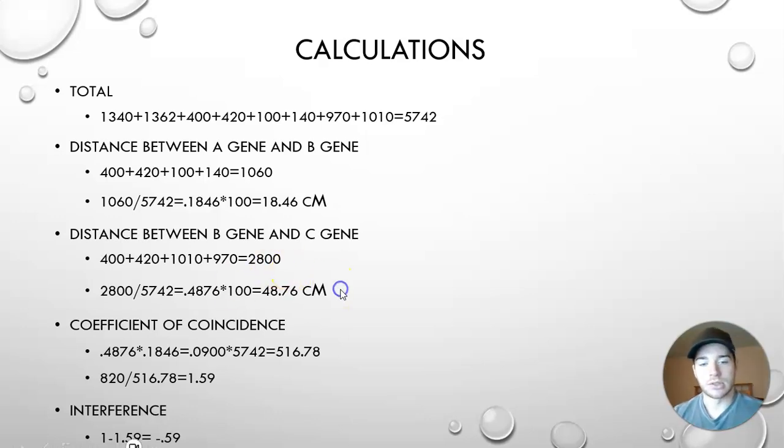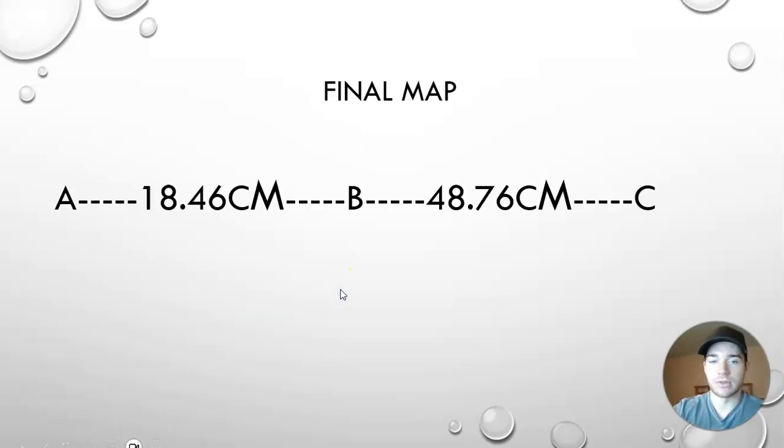And as you can see, this is the final map of that. This is like a physical distance: between the A gene is 18.46 centimorgans, then the B gene occurs, then there's a physical distance between the B gene and the C gene, and that is 48.76 centimorgans. So that's the final map that occurs.